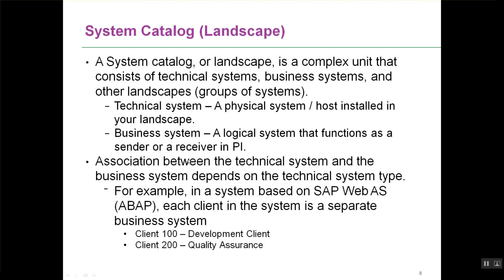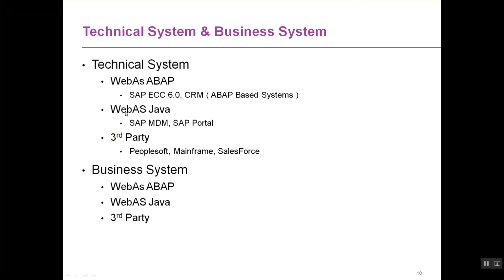Okay. The association between the technical system and a business system varies, right? If you're using an SAP web-based ABAP system, actually let me just take a pause here and talk about the different types of technical systems. There are multiple types of technical systems, which is probably here. Yeah, sorry, I'll go back to that slide. There are different types of technical systems, right? You will have a web-based ABAP technical system, a web-based Java technical system, and a third-party technical system.